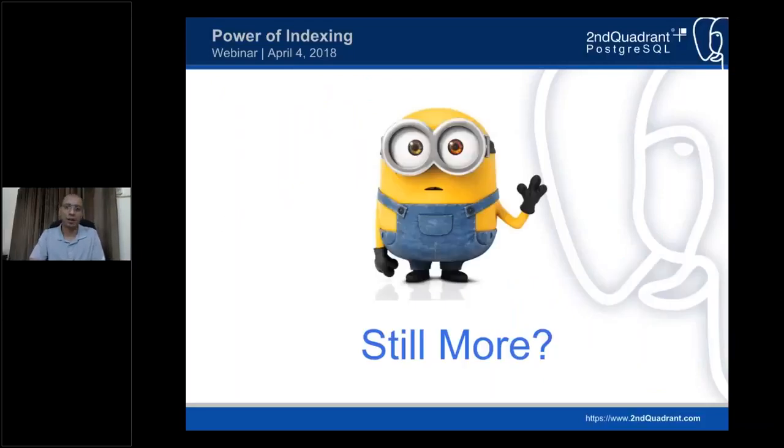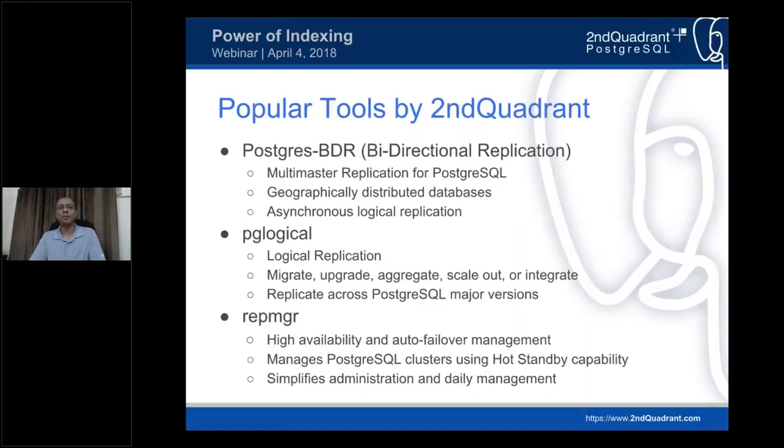And still, that's not all. We have some popular tools that Second Quadrant develops for making up the ecosystem around Postgres. Of course, the database cannot exist in isolation. It needs tools in order for it to be able to run properly in production. We've got Postgres BDR, which is multi-master replication for Postgres. We have pglogical. BDR, of course, uses logical replication, asynchronous logical replication, and we have made that part available separately as an extension as well under the name of pglogical.